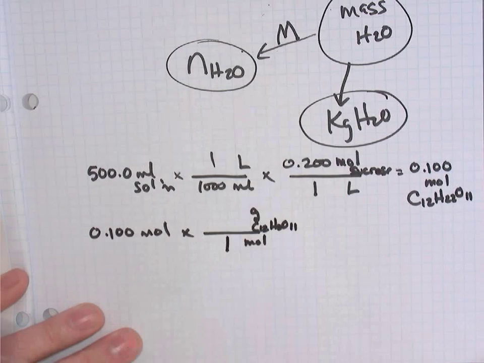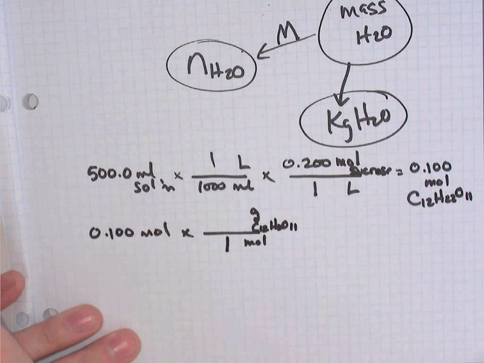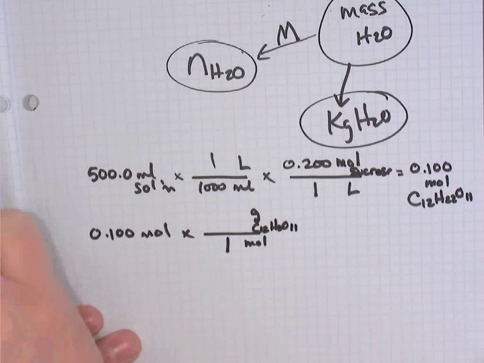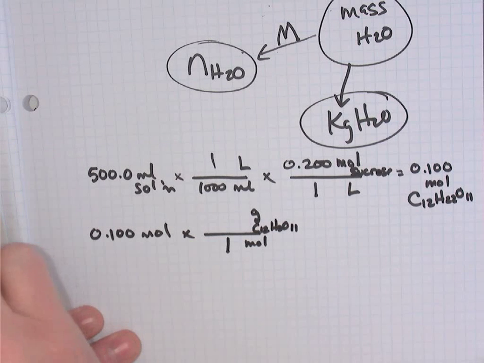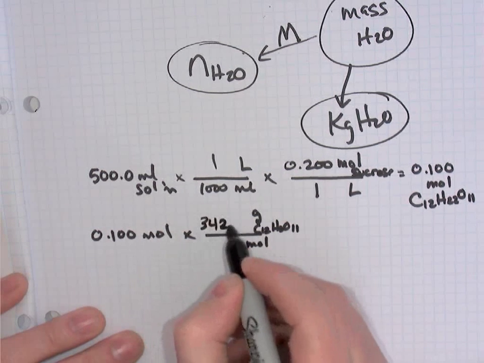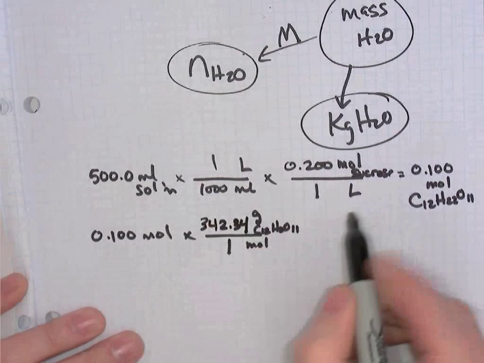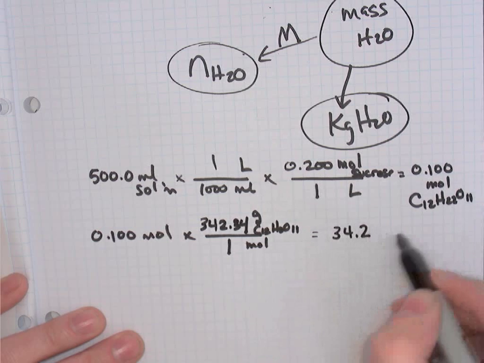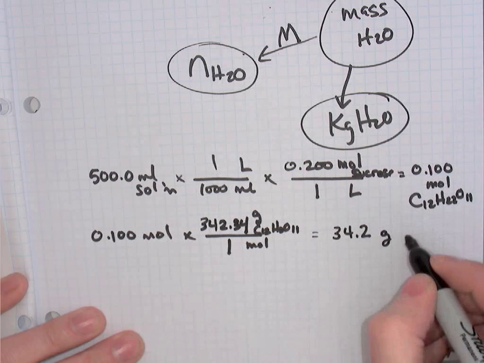C12H22O11. So 1 mole, using my periodic table, we have 12 carbons, 22 hydrogens, and 11 oxygens. This is going to be a big molar mass, 342.34 grams, so that's going to be 34.2 grams of sucrose.